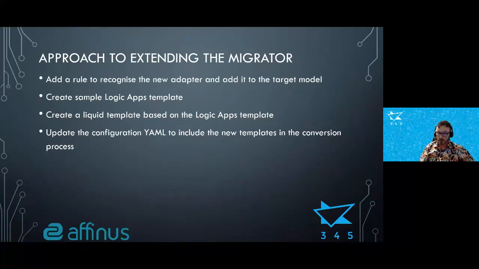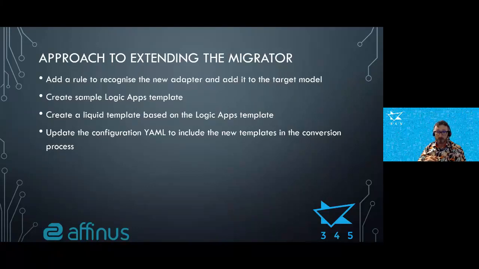For example, we have rules to recognize the FTP adapter, the file adapter, and the HTTP adapter. So if you want to add another adapter, which is what we're going to do today, you need to add a rule to recognize that new adapter and add it in. And what that rule will do is populate the target model, the data that represents an application in Azure.